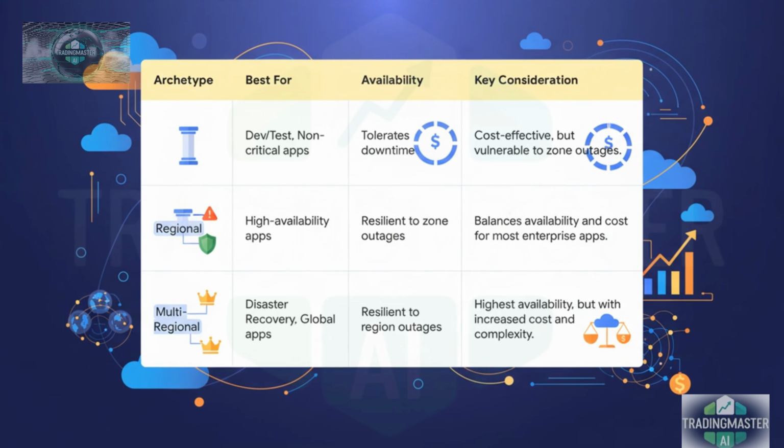This table here lays out the trade-offs perfectly. I mean, look at the zonal archetype up top. It's great for dev test, but as you can see in that key consideration column, it's vulnerable. Regional, now that is often the sweet spot. It gives you a great balance of availability and cost. And multi-regional? Well, that's for your most mission-critical global apps. Making the right call here and making it early is just so important.